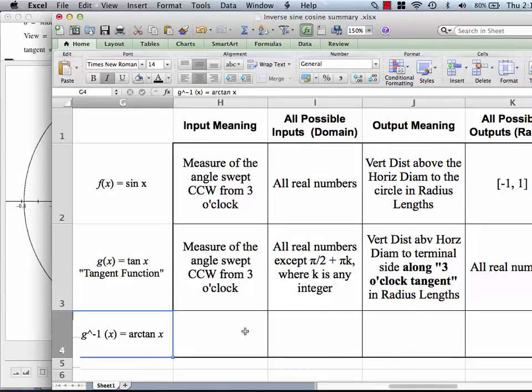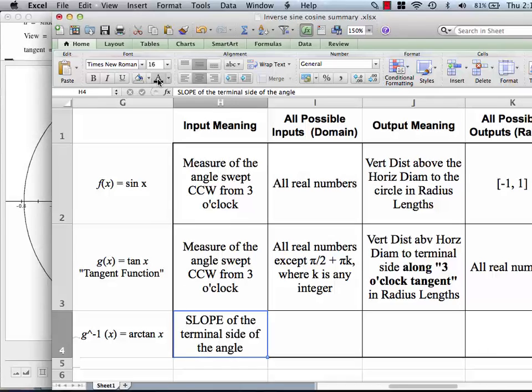what would the input meaning be? Jonathan? Right. So it would be this. And don't forget, what's our other meaning for this? Slope of the terminal side. Okay, so either this or the slope of the terminal side. It's the same value. So that will be the input into inverse tangent, so I'll write it there. Those are interchangeable, right? Either way.